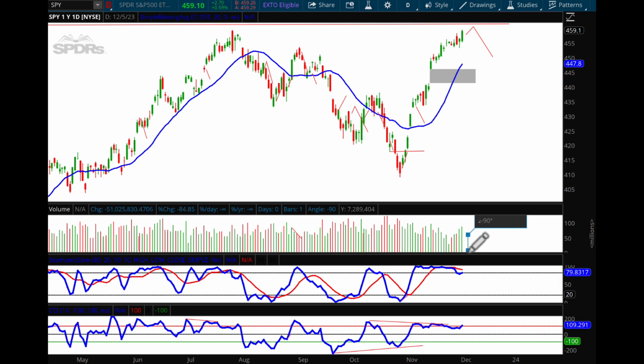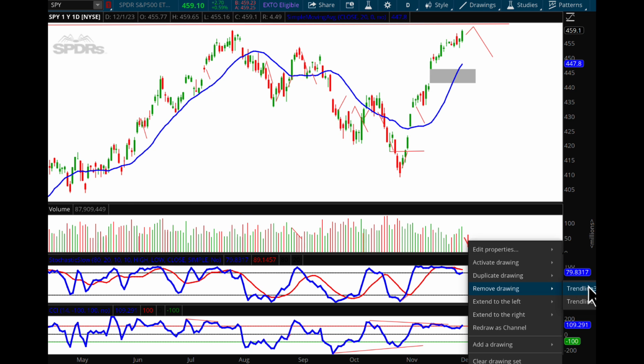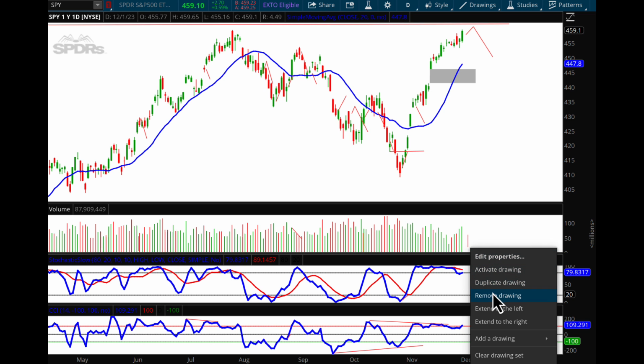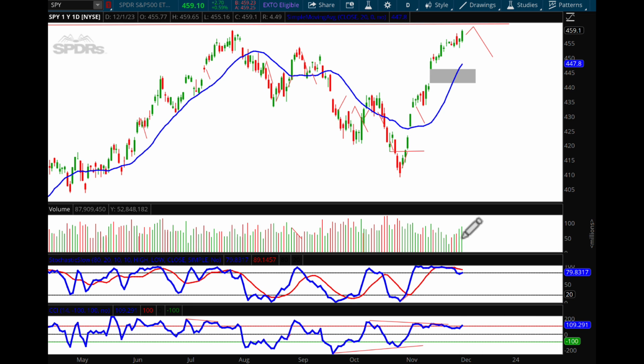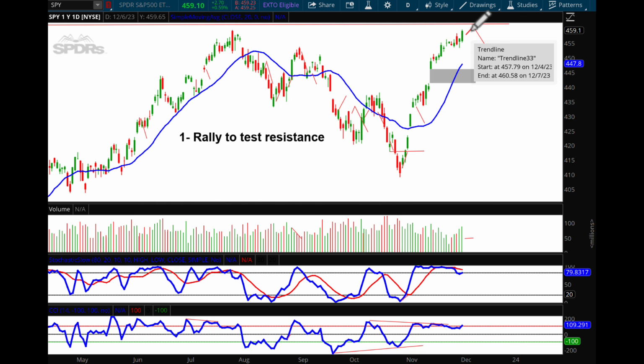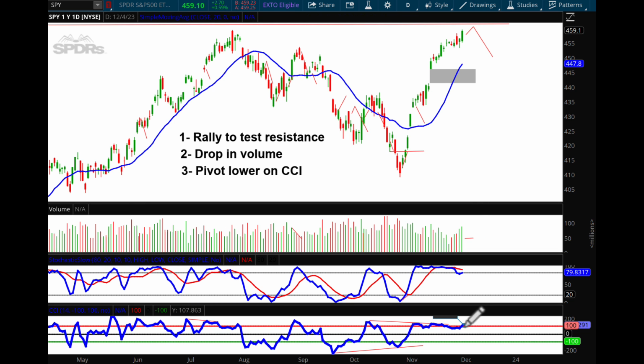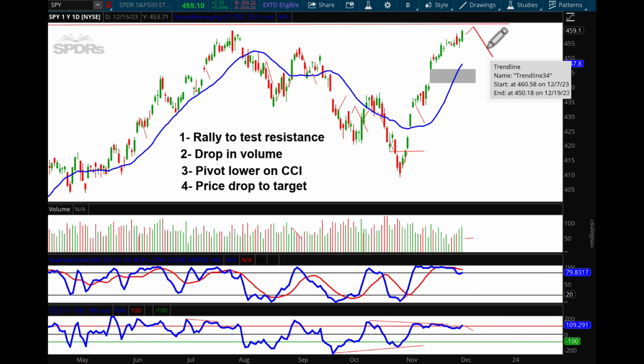So here's another one, a 4-part forecast. Actually, let me do this sideways because it'll be easier to see through the red candles as they start to show up. Okay, so I'm going to forecast the drop in volume either Monday or Tuesday. So again, higher on Monday, drop in volume either Monday or Tuesday. Then I think we're going to see the pivot starting to show up on the CCI, and then ultimately the downside target of 450.18.